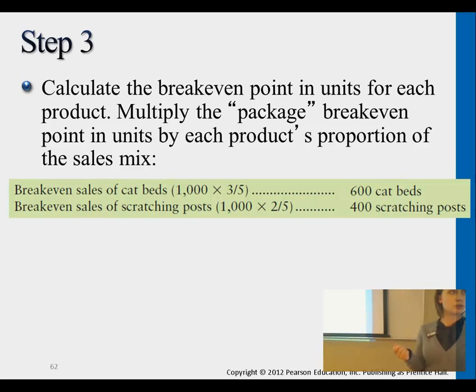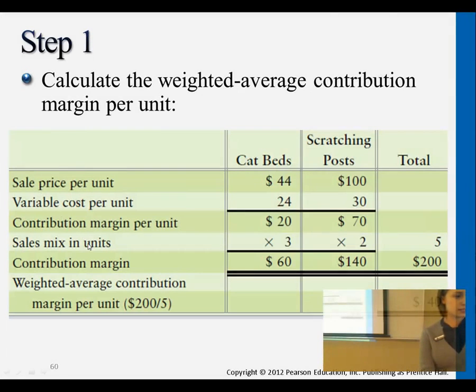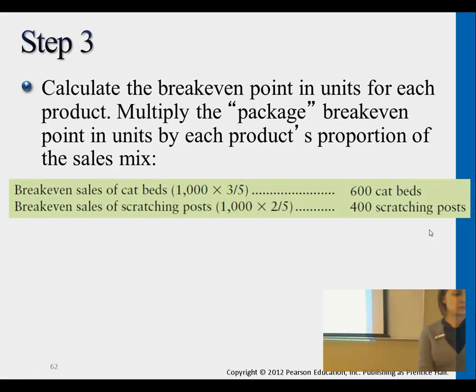So how do I know what the portion is? I know from here that sales mix in units was 3 for cat beds and 2 for scratching posts. And I know that the total was 5. So I'm just going to use that information to figure out what the proportion is. So for cat beds, it's 3/5. And for scratching posts, it's 2/5. So that's how you will calculate the break-even sales for each product in that bundle.